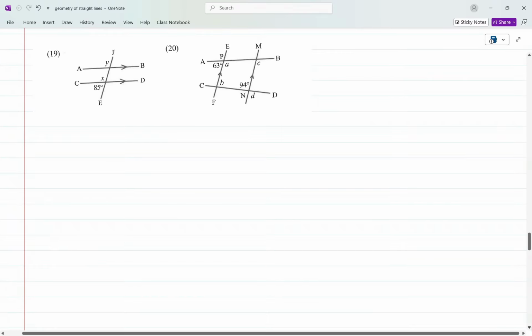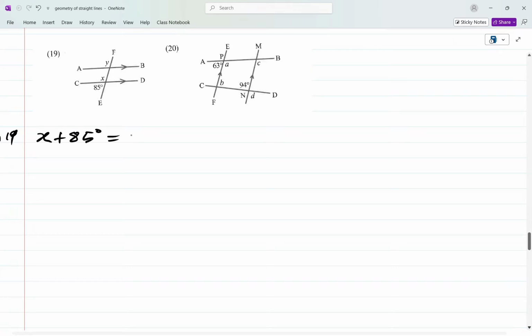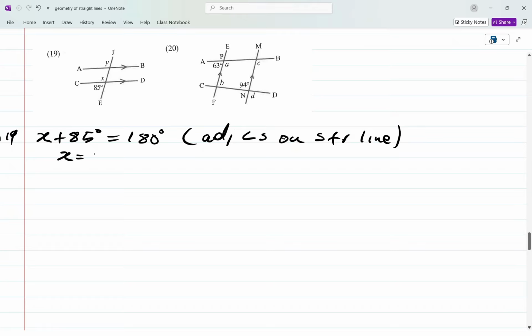We have number 19 and 20. So with 19, we are going to say x plus 85 degrees must give you 180. Our reason will still remain the same: adjacent angles on a straight line. This will make x to be 180 minus 85, and then the value of x will be 95 degrees.